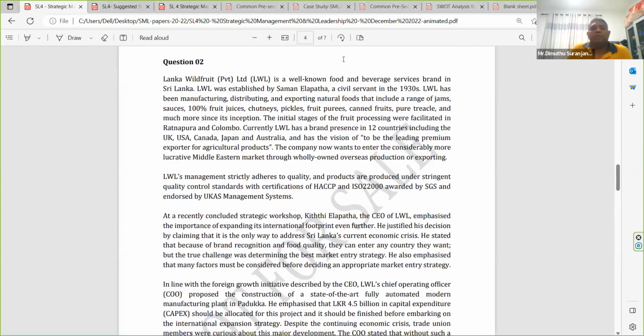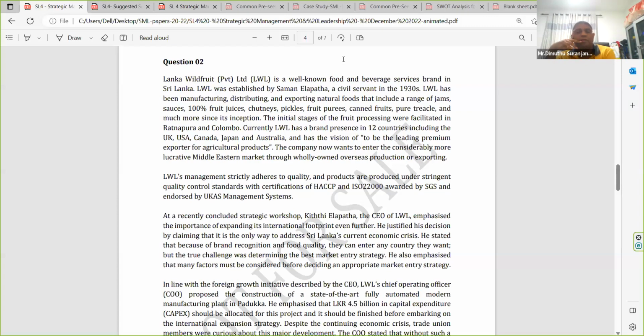Lanka Willfood Private Limited is a well-known food and beverage services brand in Sri Lanka. In short, it is LWL, no? So they are in the food and beverage industry. LWL was established by Saman Elabad, a civil servant in the 1930s, a well-established organization. 1930s means almost 100 years, no?